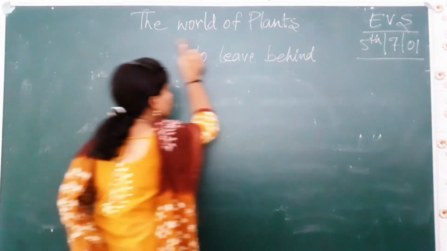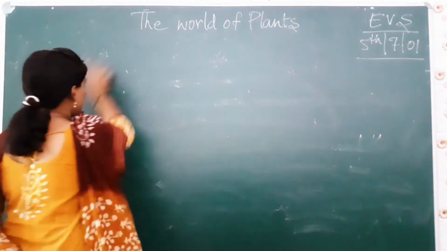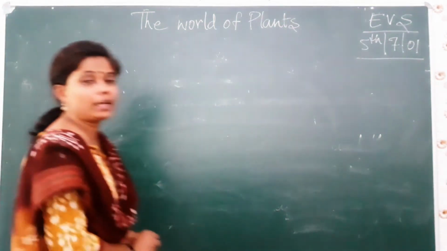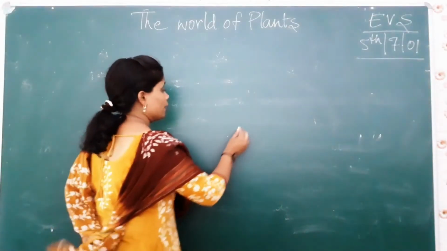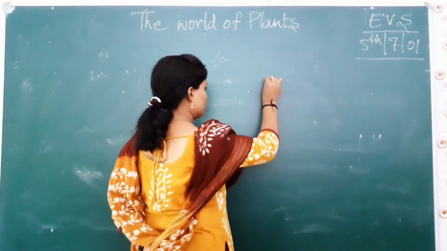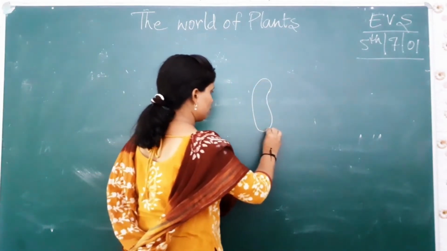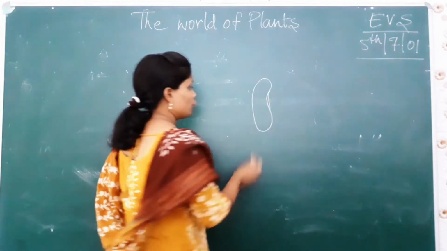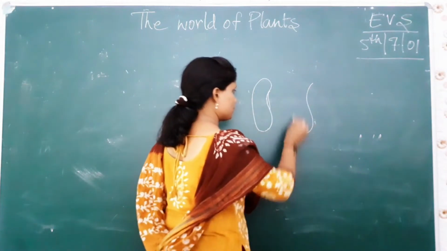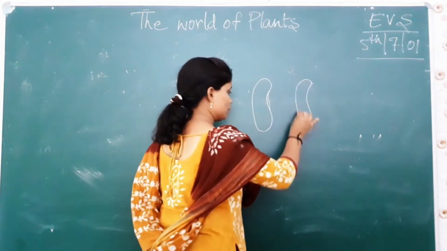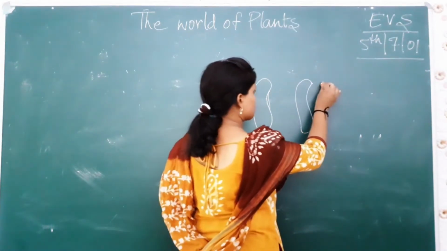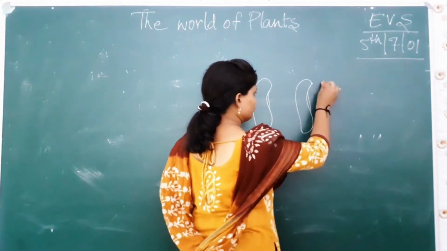As we wear clothes to protect our body, in the same way plants also have a structure, especially the seed. So we can draw like this. This is a seed. What is it? It is a seed. And we can even divide it. We can take the example of this thing, rajma, or draw.